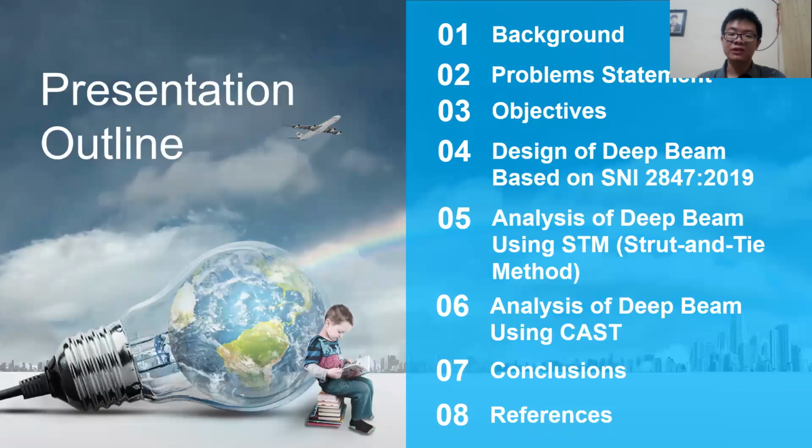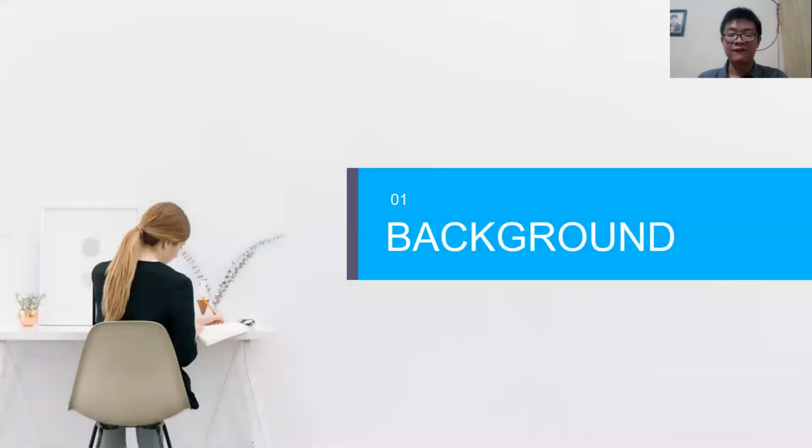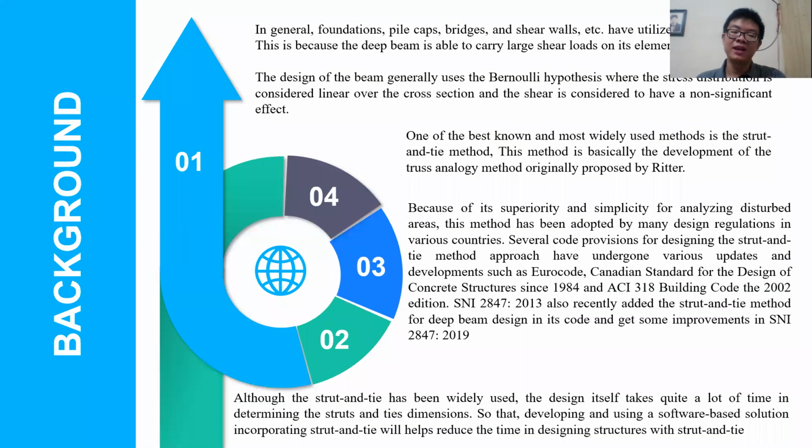Our presentation outline today comprises 8 parts. The first is background. In general, foundations, pile caps, bridges, shear walls, and other buildings have utilized reinforced concrete deep beams. The design of the deep beam generally cannot use the Bernoulli hypothesis because the stress distribution is not considered linear. So one of the best known and most widely used methods is the Strut-and-Tie method.